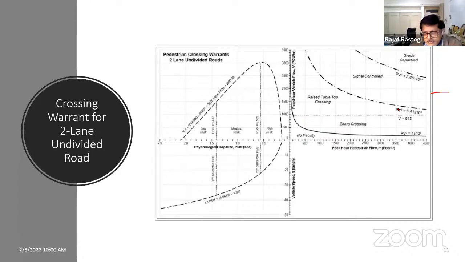And you are considering this PV square. Here you can see there is a line which is related to 45 seconds of wait time, and that culminates into V equals 943 for 2-lane undivided roads. Then using these PV squares and their categorization, you can have a zebra crossing, a raised tabletop, a signal crossing, or a grade separated crossing.